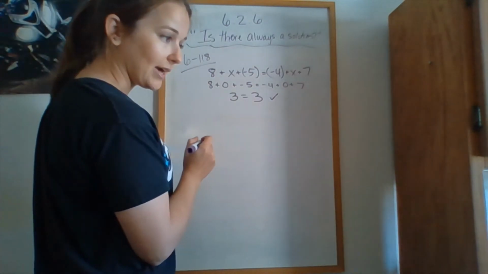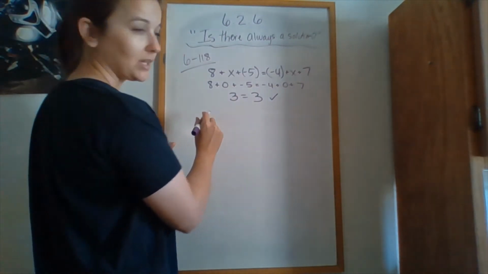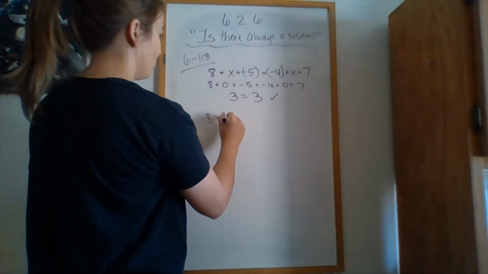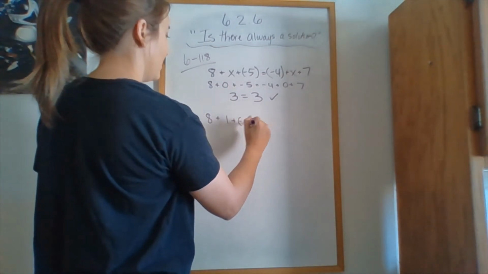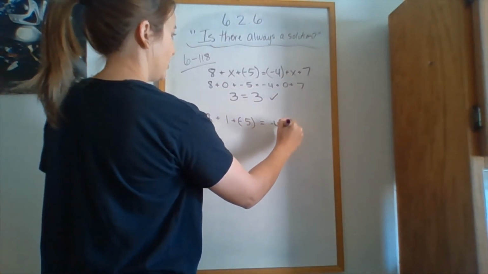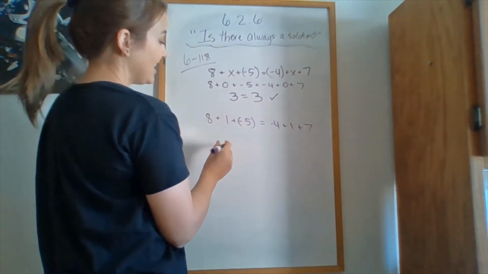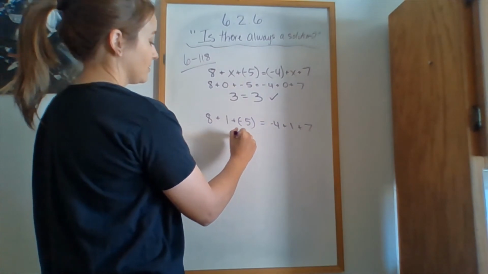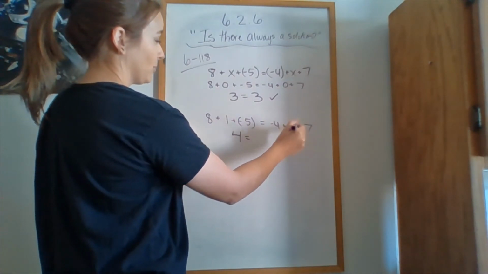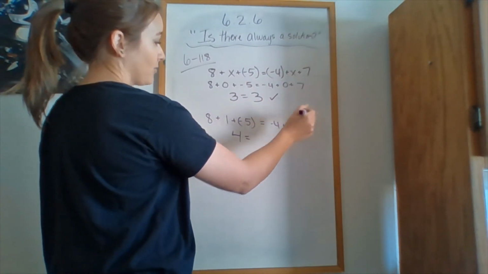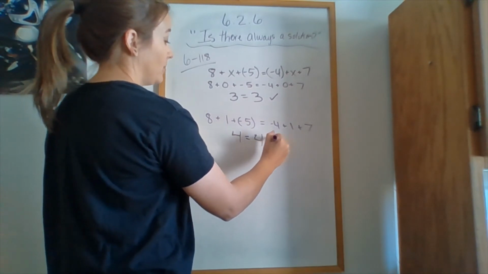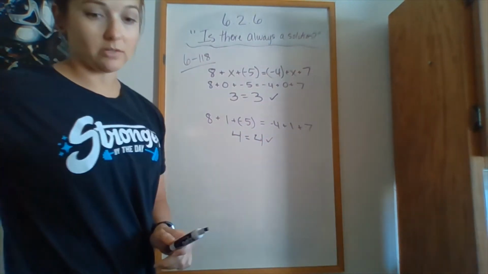Let's try positive 1. So 8 plus 1 plus negative 5 equals negative 4 plus 1 plus 7. 8 plus 1 is 9. 9 plus negative 5 is 4. Negative 4 plus 1 is negative 3. Negative 3 plus 7 is 4. So that is also a solution.